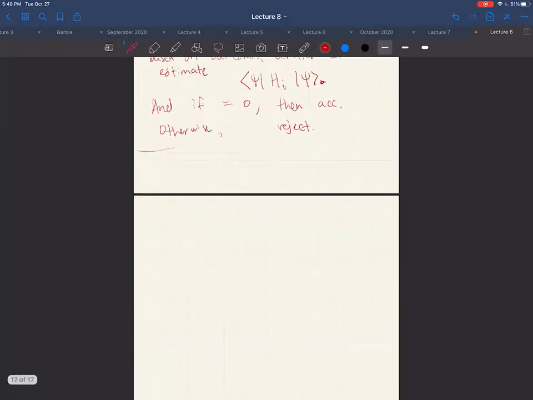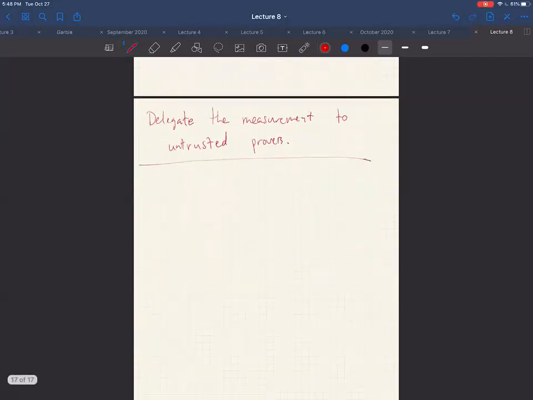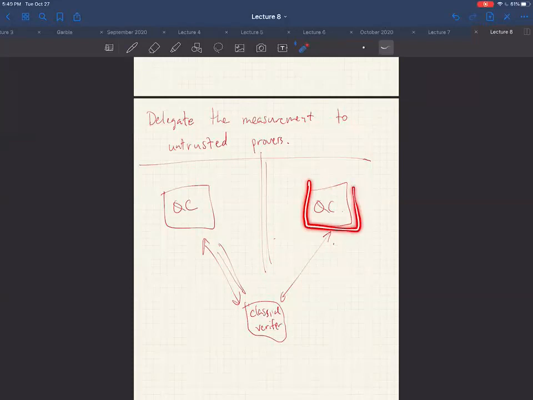And so this is where we go back to this two-player setting. The idea is to delegate the measurement to untrusted provers. So we're going back to this two-prover model. We have two untrusted quantum computers, and we have the classical verifier. And now we can only have classical communication between the quantum computers. The key idea is we're going to play these rigidity games, like the magic square game, between these two quantum computers to basically force one of them to become the trusted measurement device.